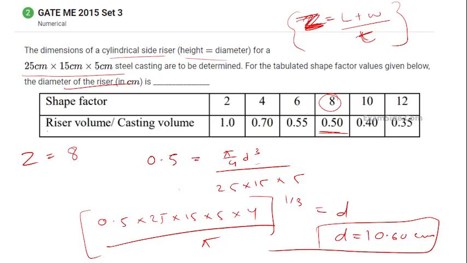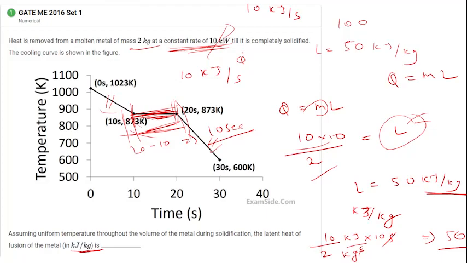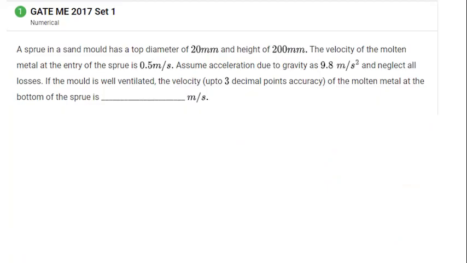I'll tell you more about shape factor in the next session maybe. Any doubt in this, apart from the shape factor? No, ma'am. Okay. This question we solved in the last session. Solve this question.